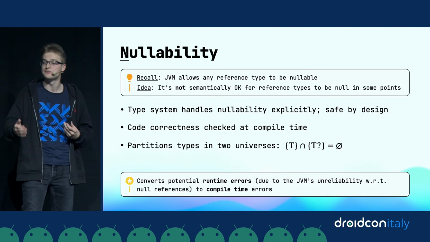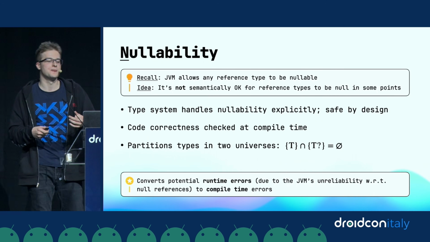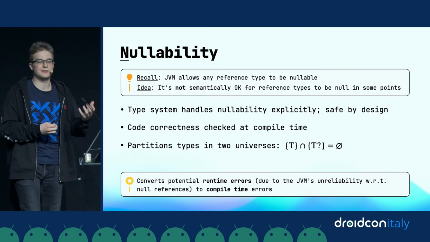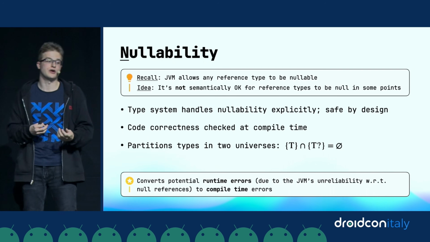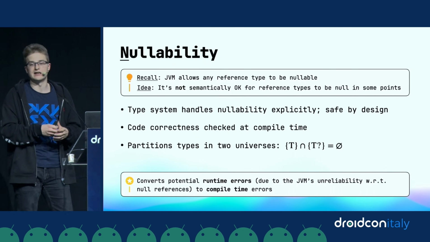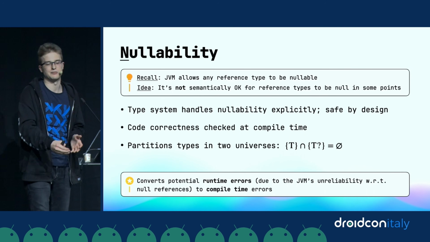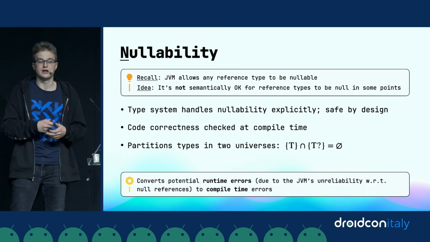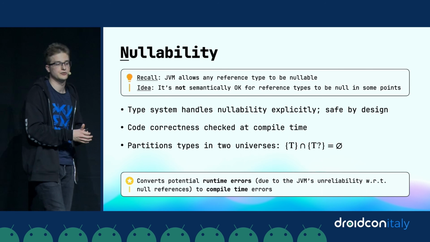We can accept nullability and constrain it in the type system, but we need a way to handle that. In Kotlin, the type system handles nullability explicitly, and it is safe by design. The code correctness in this respect is checked at compile time, meaning that if there is an error with nullability, we get it before the application executes.